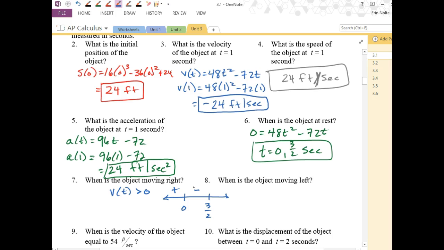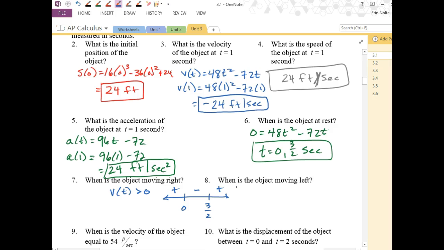Okay. Now let's pick a number that's bigger than 3/2. 4. Okay, 4. I can't do that in my head. 4 or 2, whatever one. Either one. So plug those in your calculators. Plug 4 or 2, whichever one you want, into the velocity. Do you get a positive or a negative number? No, velocity. It's 48. So positive, right?